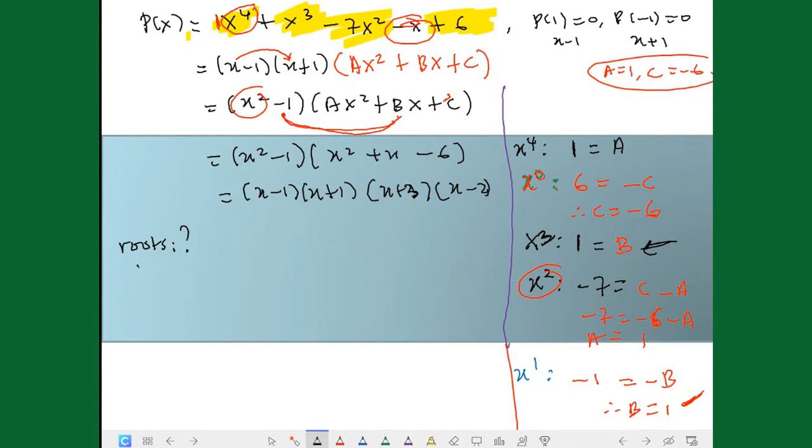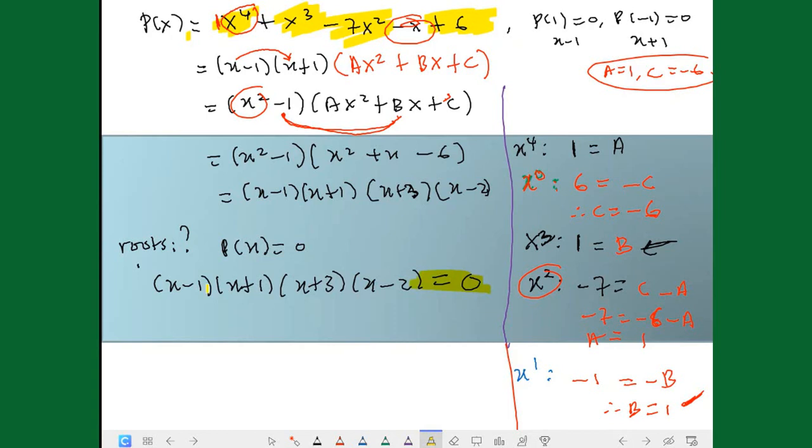So roots dia nak roots. Okay. So buatlah. When P(x) is equal to 0. So apa buat? (x minus 1)(x plus 1)(x plus 3)(x minus 2) is equal to 0. Kena buat ni. Then x minus 1 equal 0. Kalau nak elok kan. Kalau tu lompat terus. x plus 3 is equal to 0. x minus 2 is equal to 0.